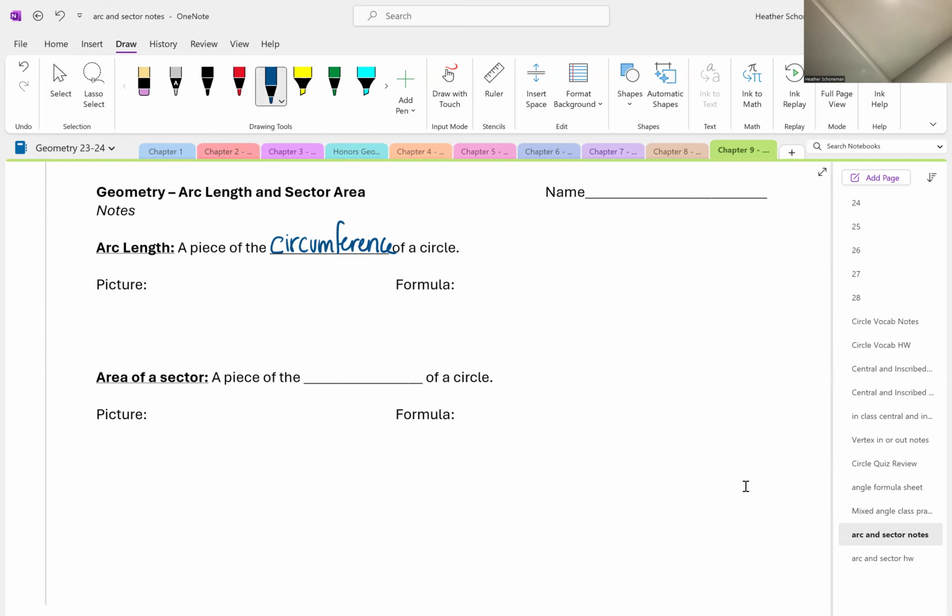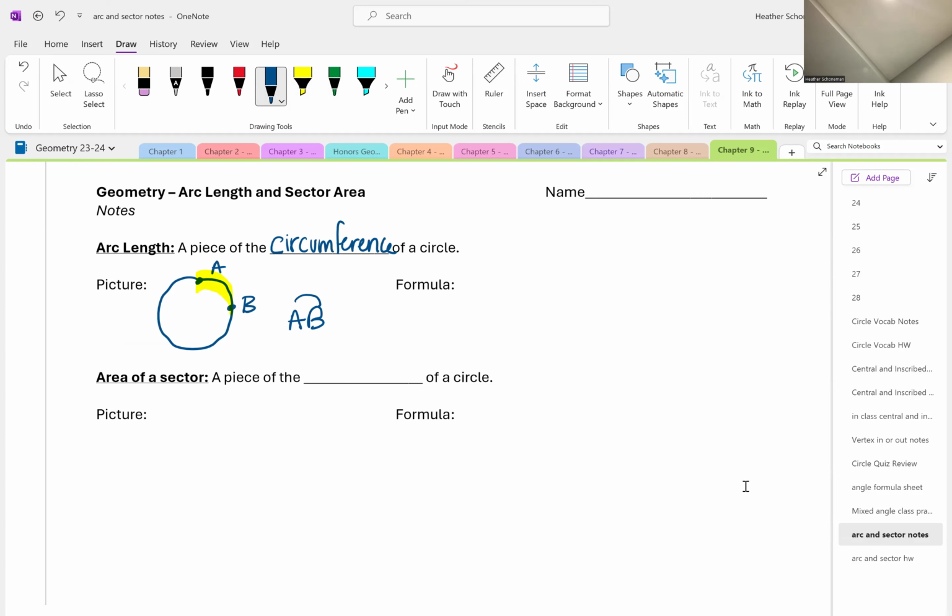And if we were to look at a picture of a circle, here's my circle, and if I put 2 points on it, what we have talked about is arc AB. And arc AB is the shortest distance between those 2 points. And what we have been finding is there's 360 degrees in a circle. How many of those degrees are used in that arc?